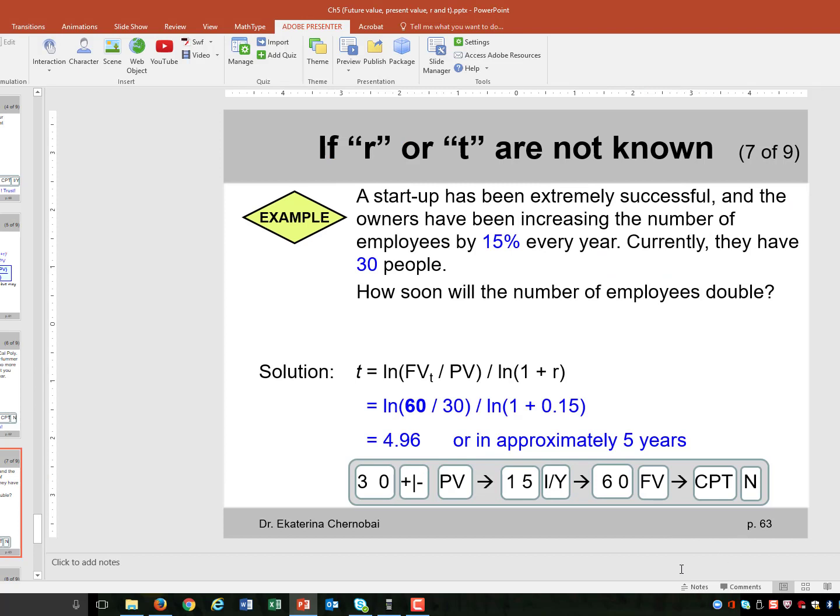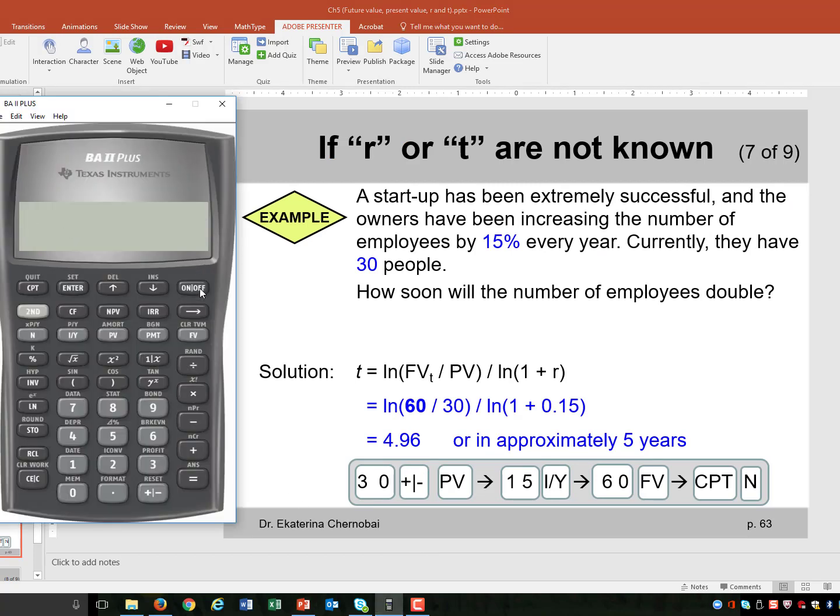In the financial calculator, again, in no particular order, you enter 3 numbers which are given. 30 is the current number of employees. Let's make that negative and save as present value. Double that is 60. That's our future value. Leave it as is. Do not make it negative because you did that for present value already.